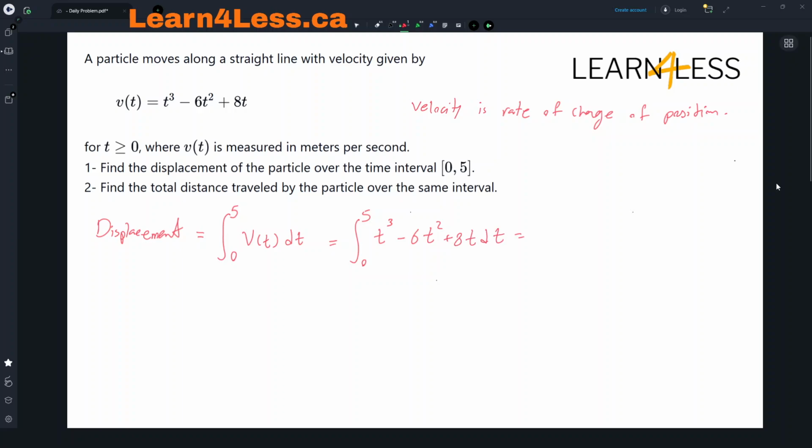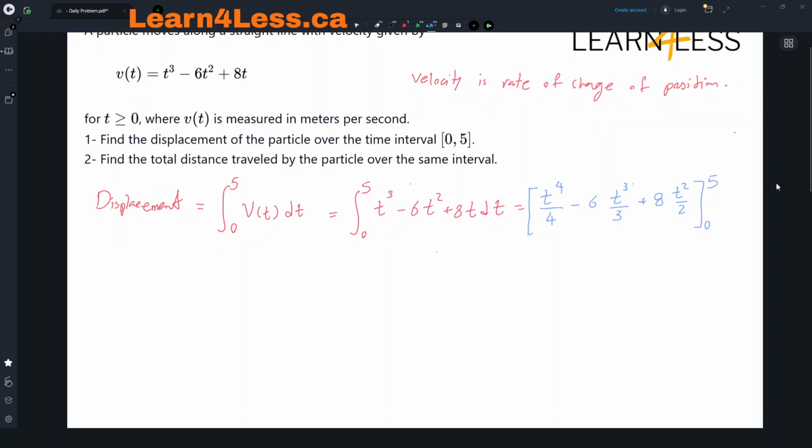We have three functions here, all of them power functions, very simple. The integral of t to the power of 3 is t to the power of 4 over 4, minus 6 times the integral of t squared, which is t to the power of 3 over 3, plus the integral of 8t, which is 8t squared over 2. We can simplify that, but after that we need to plug in the upper bound and the lower bound, 0 and 5.